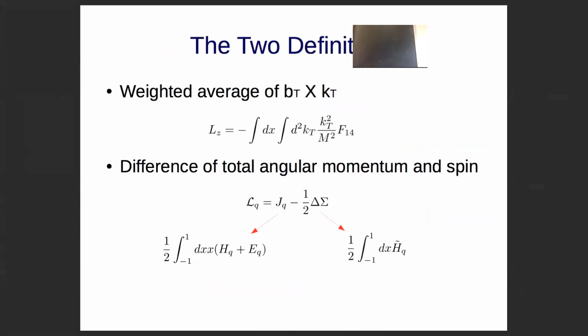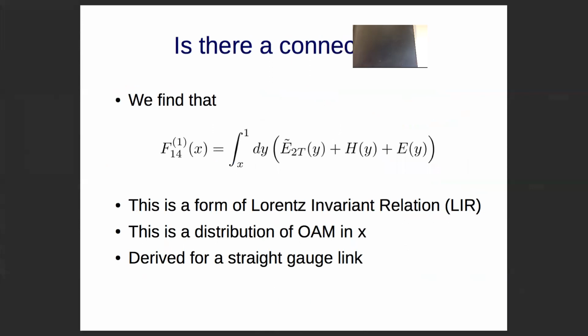So we've now seen two approaches to defining orbital angular momentum. One is as this kT squared moment of this GTMD, and the other as a difference of the total angular momentum and the spin. Everything here is collinear. There was no kT entering this picture, whereas this one thing that enters is a kT dependent quantity. So is there a connection between the two approaches? Yes, and it's a form of a Lorentz invariance relation.